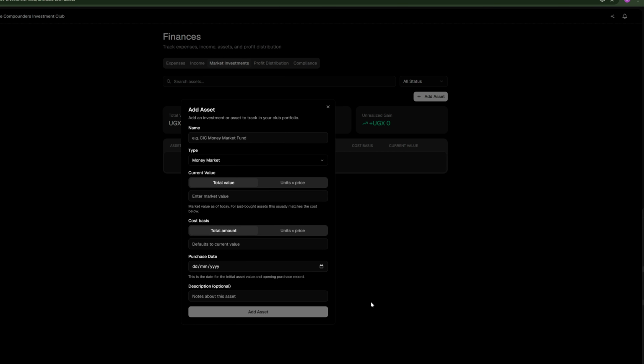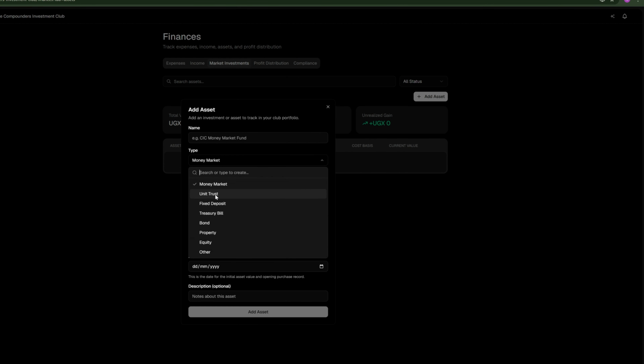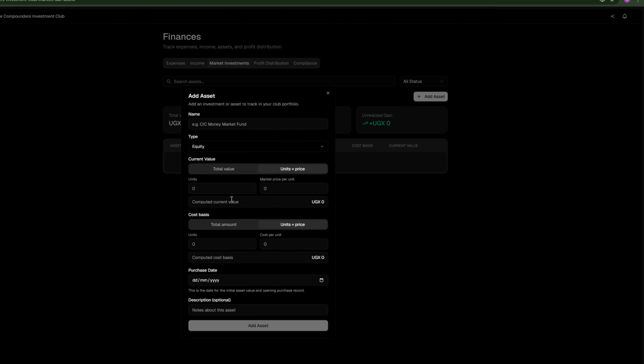Shares represent ownership in a company. Let's say that the club bought into a company at a certain price on a certain date. The total amount paid is the cost basis. That figure is fixed. What changes over time is the current market value of those shares. So under type, I'll select equity. Because equity is the kind of asset that tracks units, the form automatically switches both the current value and cost basis sections to units times price mode.